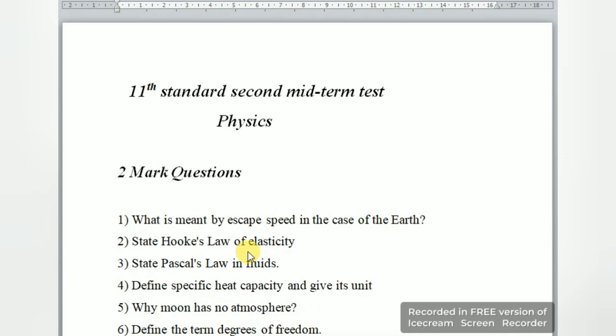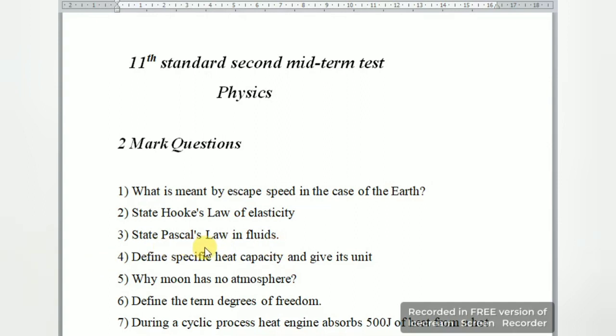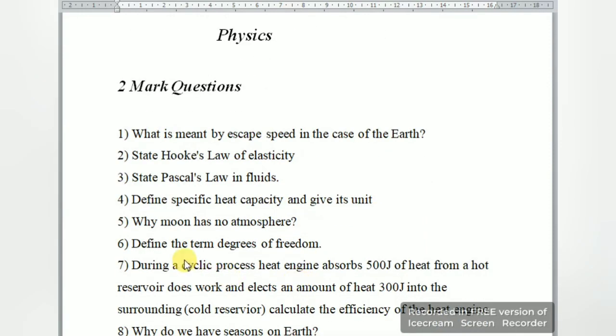First one, what is meant by escape speed in the case of the earth? Next, state Hooke's law. Next, state Pascal's law in fluids. Next, define specific heat capacity and give its unit. Next, why does the moon have no atmosphere? Next, define the term degrees of freedom.